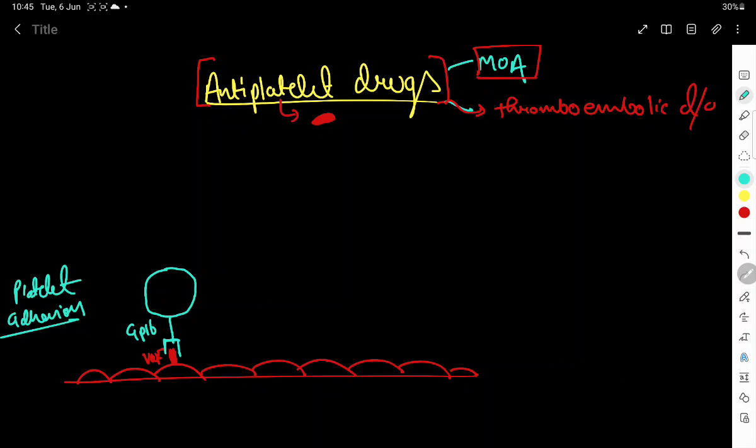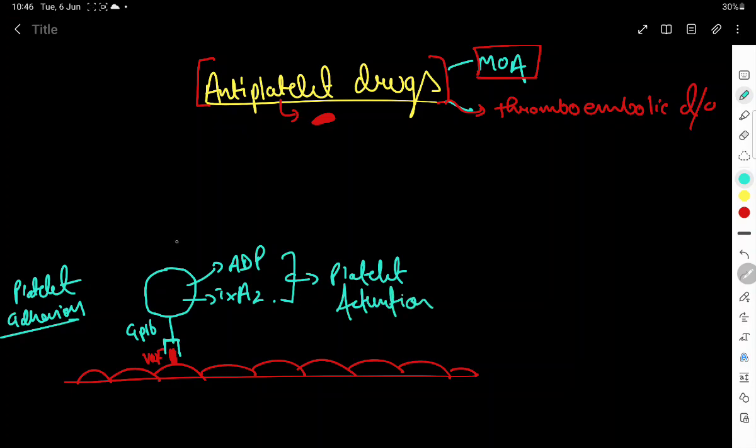The second step is the release of some molecules. One of them is ADP and the other one is thromboxane A2. This step is what is known as platelet activation.